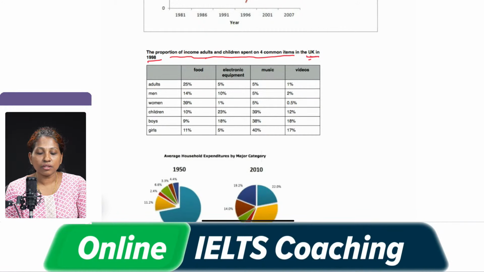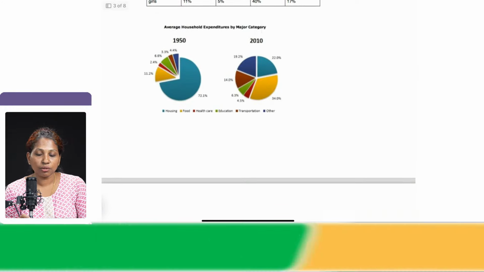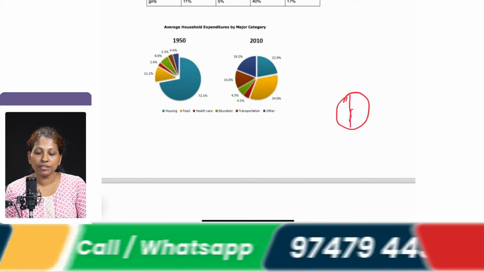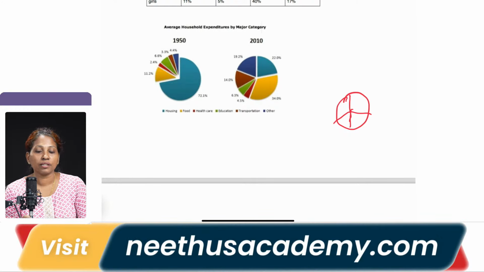Now next comes the pie chart. This is what a pie chart looks like. We already know the pie chart from school. A pie chart is a circle, and then they have made some divisions for some comparisons and so on.